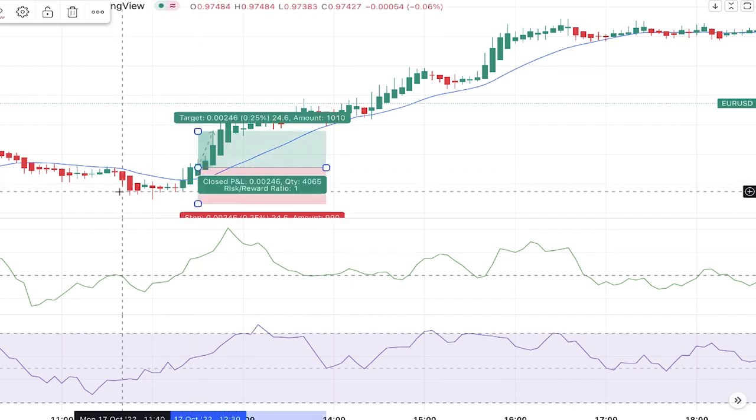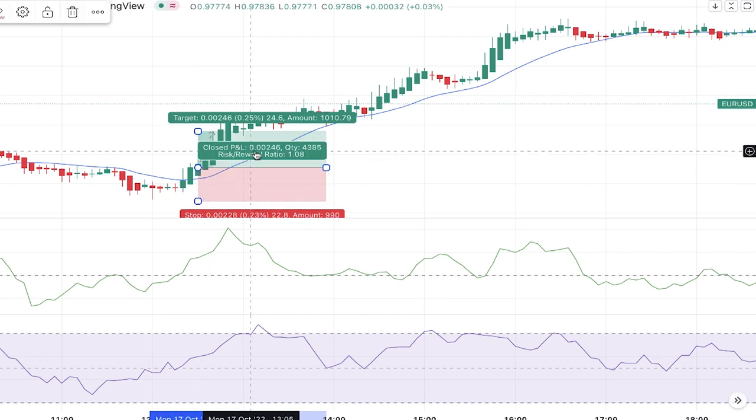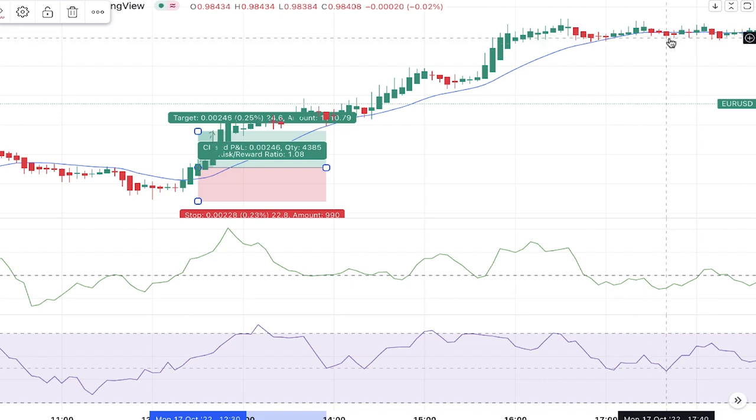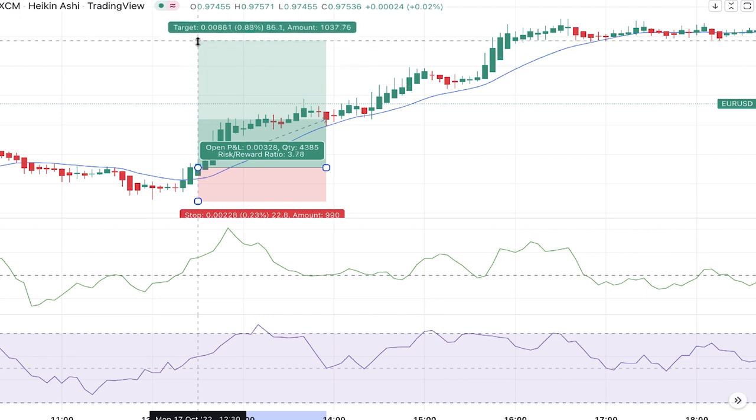The stop loss for this trade can be placed below the swing low, below the lowest low here, and the profit of this trade can be taken when we get the first candle closed below the moving average line, which happened here. So we can take our profit at this level.